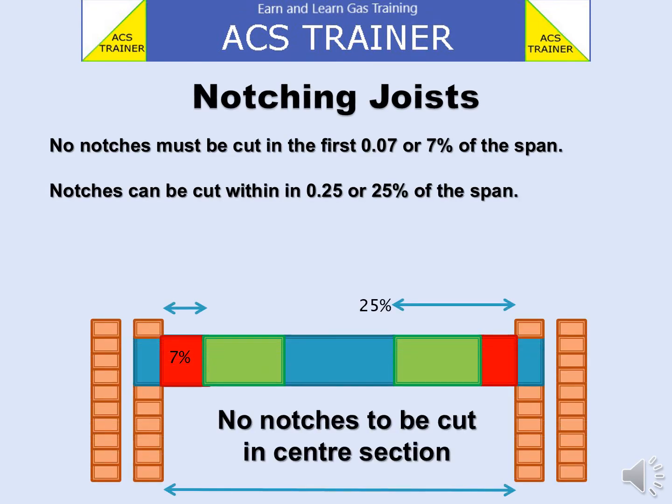No notches must be cut in the first 0.07 or 7% of the span. This is highlighted red. Notches can be cut within 0.25 or 25% of the span. This area is highlighted green. The area highlighted green is the allowable limits of notching. You must not place notches in any other part of the joist. Remember, the depth of notch is 0.125 or 12.5% of the depth of the joist.